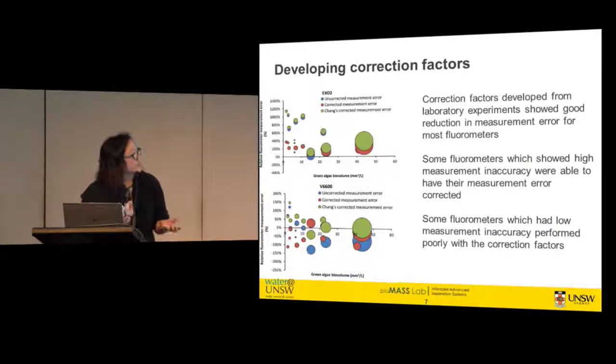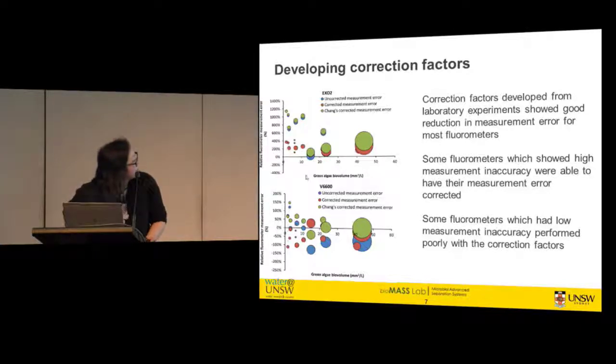From these experiments, before we put them into the field, we had to correct this measurement error. So we developed correction factors that use chlorophyll and phycocyanin to reduce that error, and we were able to develop four different factors for the probes. These are the foundation for future correction factors which work on a probe and cyanobacteria set, so we're able to reduce the measurement error of the probes by some degree.